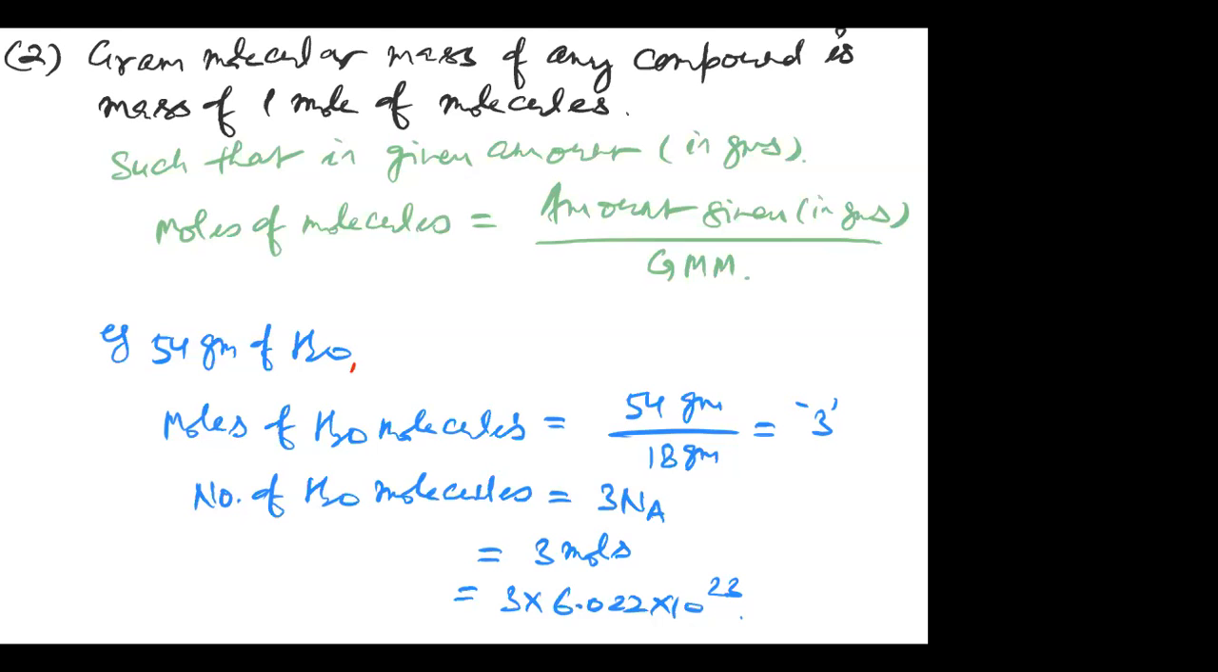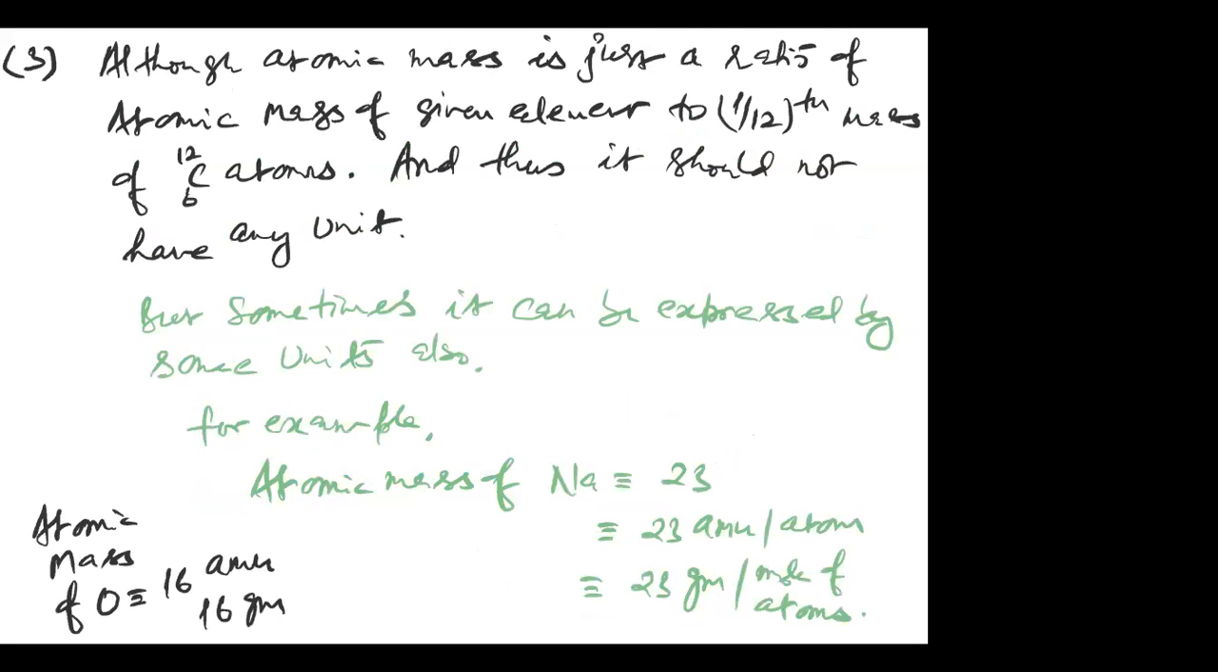Next one. Although atomic mass is just a ratio of the atomic mass of any element to 1/12 mass of a 6C12 atom, and thus it should not have any unit, sometimes it can be expressed with some units also. For example, if the mass is given in terms of AMU, it is the mass of one atom. And if mass is given in grams, it is the mass of 1 mole of atoms.